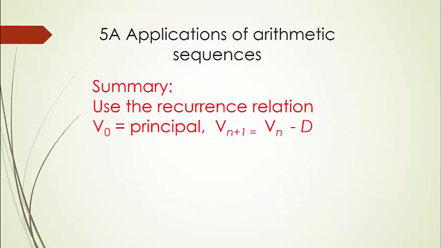So in summary, quite a simple introduction here. We've used the recurrence relation for flat rate depreciation and unit cost depreciation. V0 is the principal, Vn plus 1 equals Vn minus d.